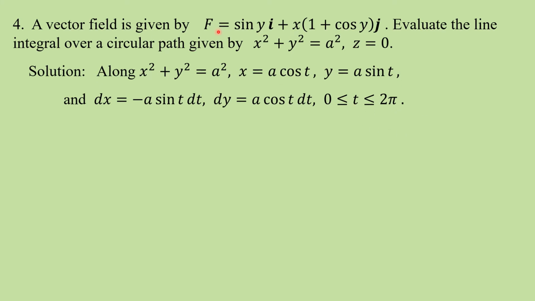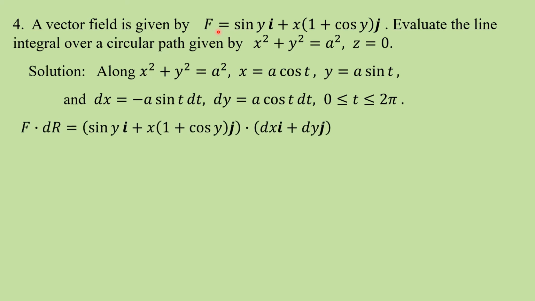Now let me take the dot product between f and dr, where dr is dx i plus dy j, because z is 0 means dz is 0. This is on a plane. So f is already given, sin y i plus x into (1 plus cos y) j, dot dr, dx i plus dy j. The dot product is nothing but sin y dx plus x into (1 plus cos y) dy. Now substitute carefully in terms of t. So what I get?